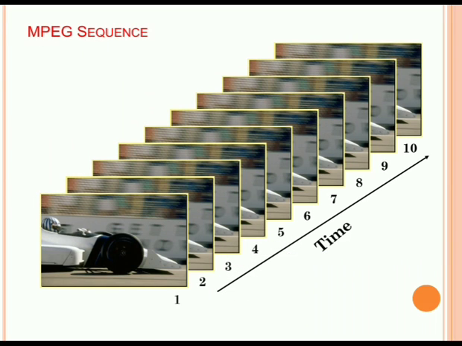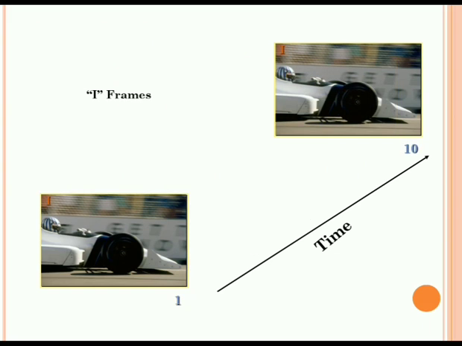Now let us see the MPEG sequence. In MPEG data compression, whatever images or moving video we have, it has a number of sequences over time. At different instances of time we have different images, as we can see in the image. Now let us see the I frame. As we have seen before, an I frame is nothing but the reference frame. We have two reference frames: one is the starting reference frame, where we start the video, and one is the ending reference frame, where we stop the video. These are the I frames.